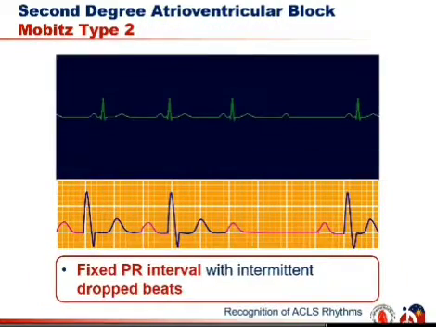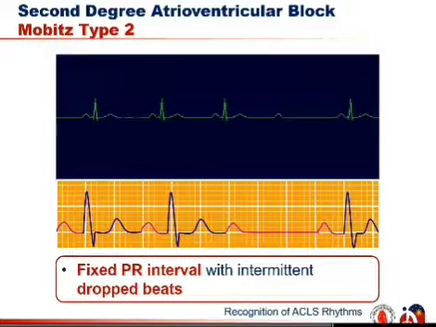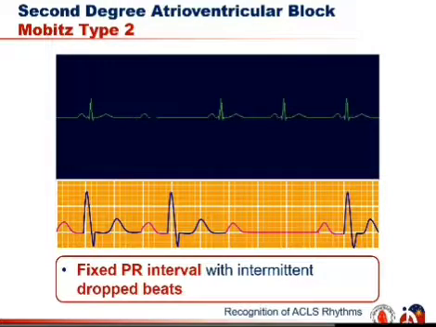Type 2 second-degree AV block, also known as Mobitz type 2, also presents with an irregular rhythm with group beating. This is defined by the presence of a fixed PR interval but with the same dropped QRS complex. Second-degree AV block is distinguished from sinus pause by the presence of P waves with no subsequent, or dropped, QRS complexes.